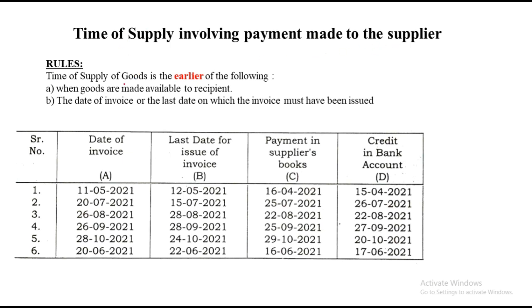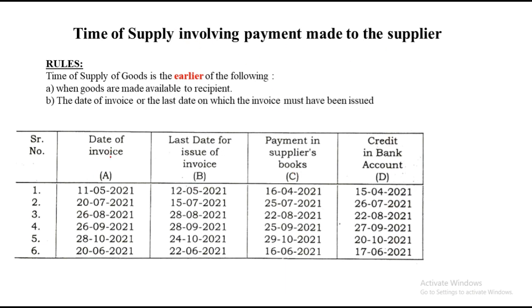The rule is that it has to be the earlier of goods made available to the recipient and date of invoice, or the last date on which the invoice has been issued. Now in our question, they are giving you date of invoice, last date of invoice, payment to the supplier, credit in bank account.